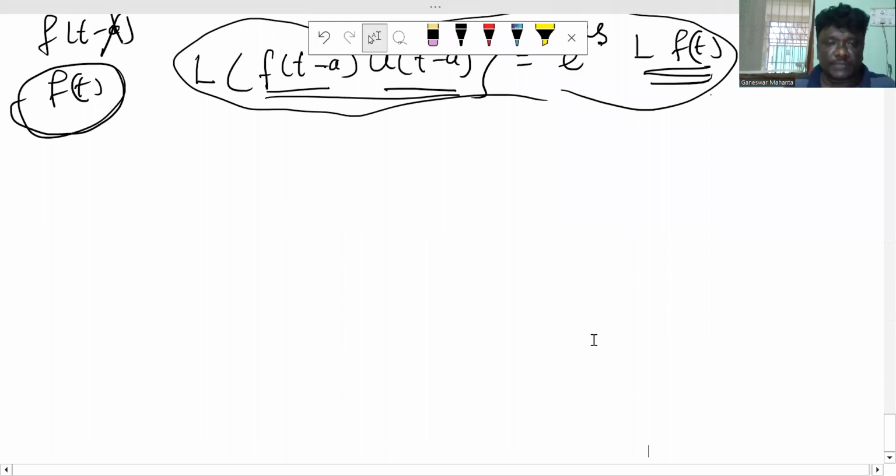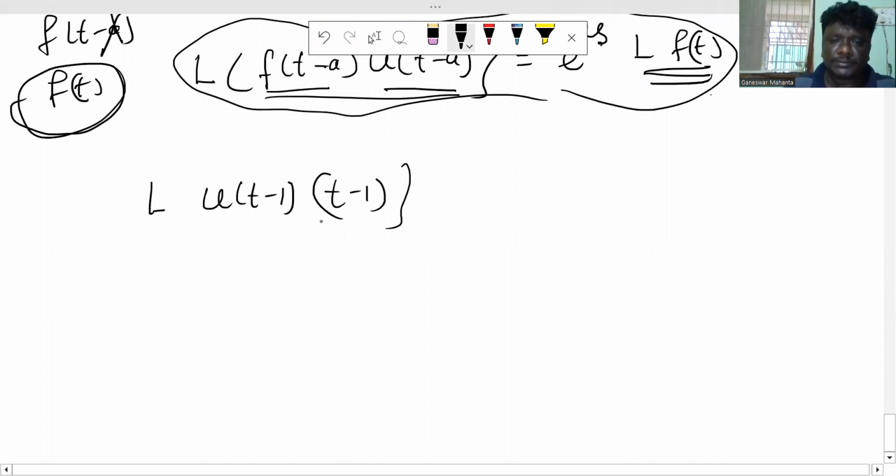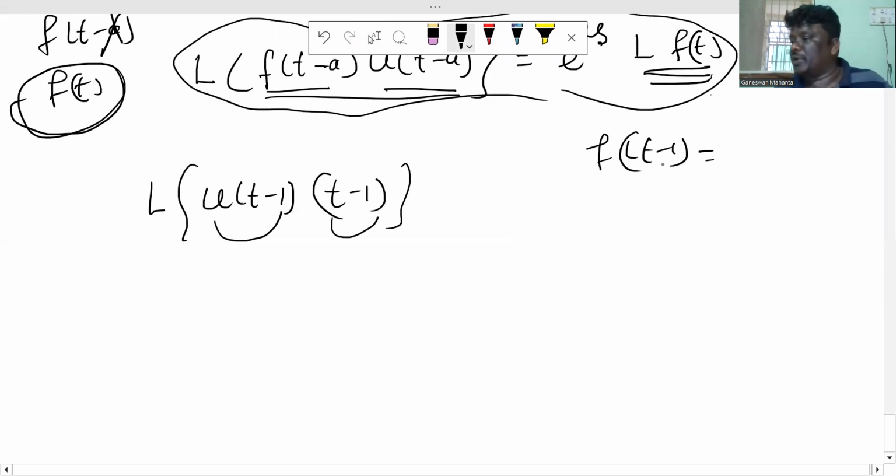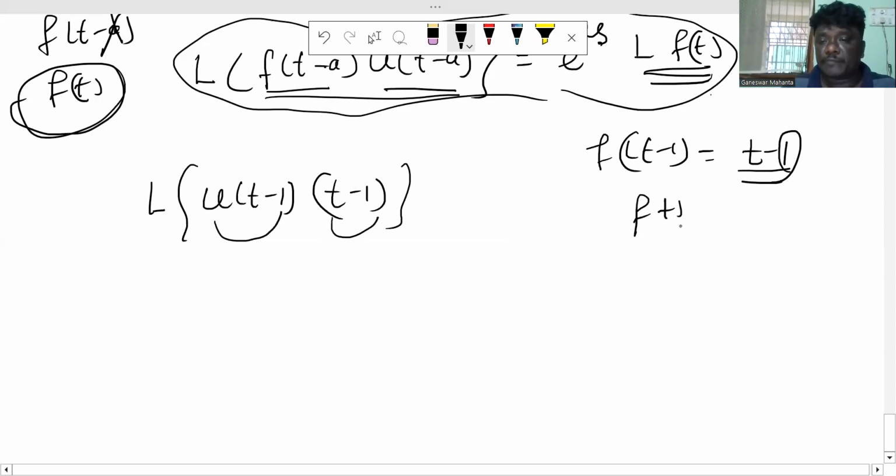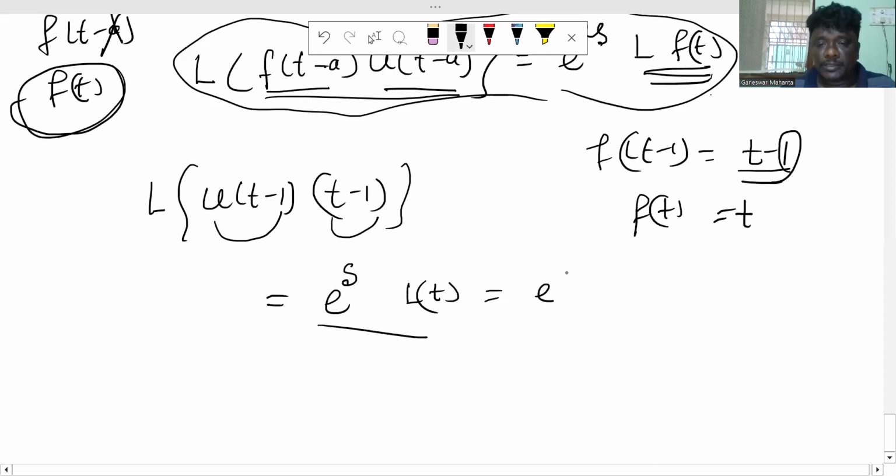Next of all, let us do one example. Suppose we want the Laplace of (t minus 1) into u(t minus 1). This is a given function with a unit step function. Here f(t minus 1) is given as t minus 1, so a is 1. When a is removed, f of t is only t. Now when we take the Laplace, it is e to the power minus s into Laplace of f of t, meaning Laplace of t, which is 1 by s square. So the answer is e to the power minus s by s square. This is the Laplace example of the second shifting theorem, just remember.